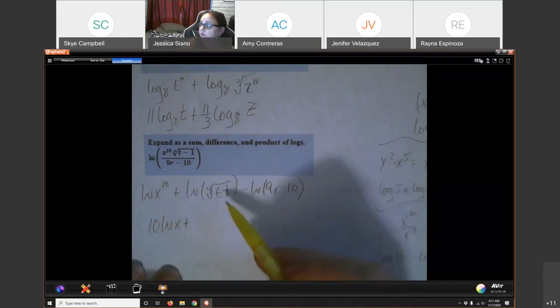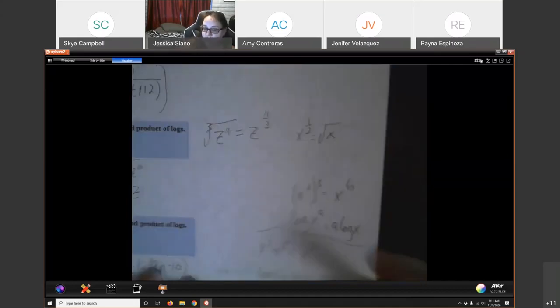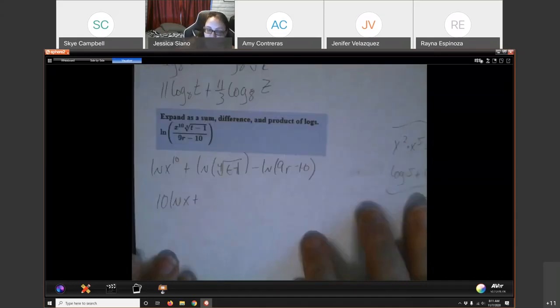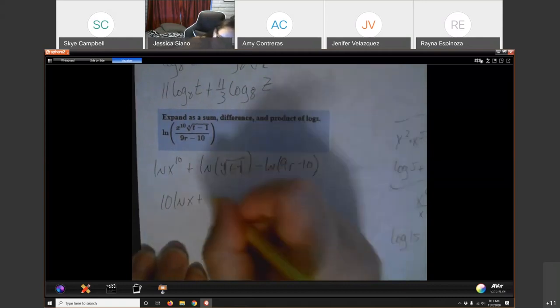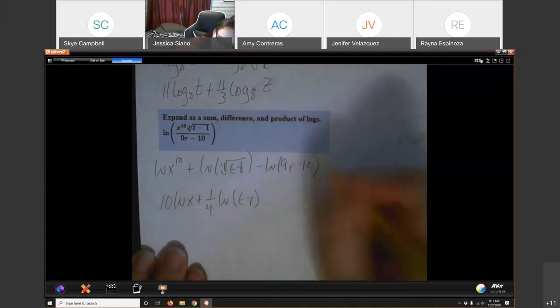So a fourth root is the same as to the 1/4 power, just like a square root is the same as to the 1/2 power. So the fourth root would come out as a 1/4. And then there is no exponent here, so.